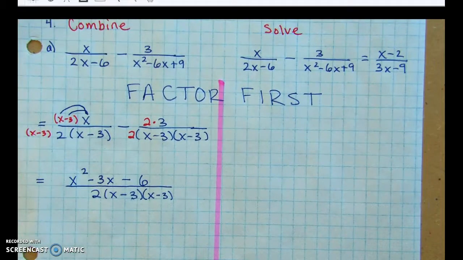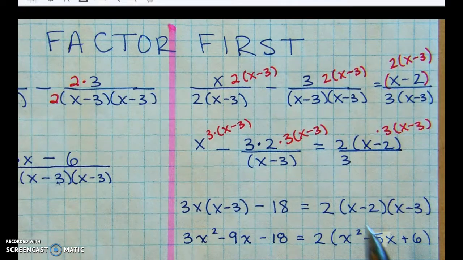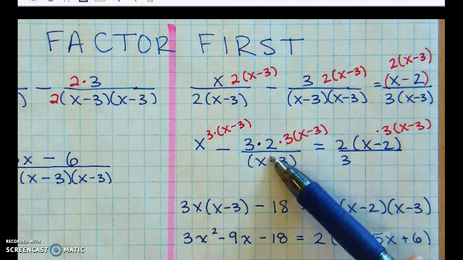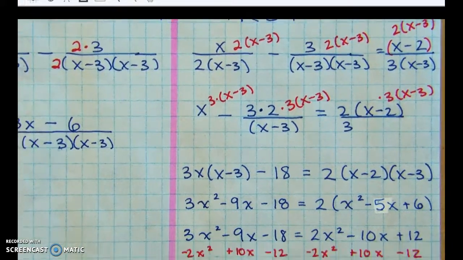I'm going to pause and do a few steps of B. So I canceled these denominators in 2 different steps. You can pause to see my work, and then the rest is on the paper.